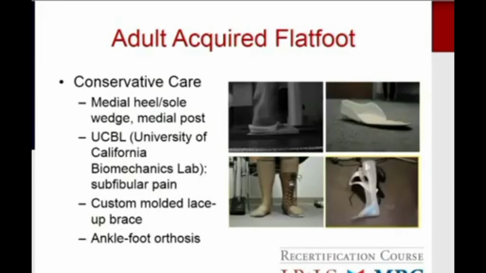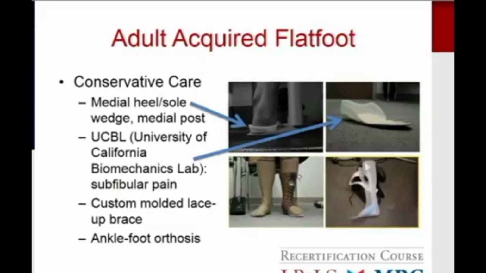Conservative care revolves around an orthotic, and that orthotic used depends on how bad the disease is. If it's a very early condition with some mild abduction deformity, those patients get a medial post-orthotic. If they start getting lateral column symptoms at the fibula interface with the calcaneus, now we have to derotate the calcaneus as well, and those patients get a UCBL, or University of California Biomechanics Laboratory orthotic, to subsequently support the calcaneus and avoid that subfibular pain.